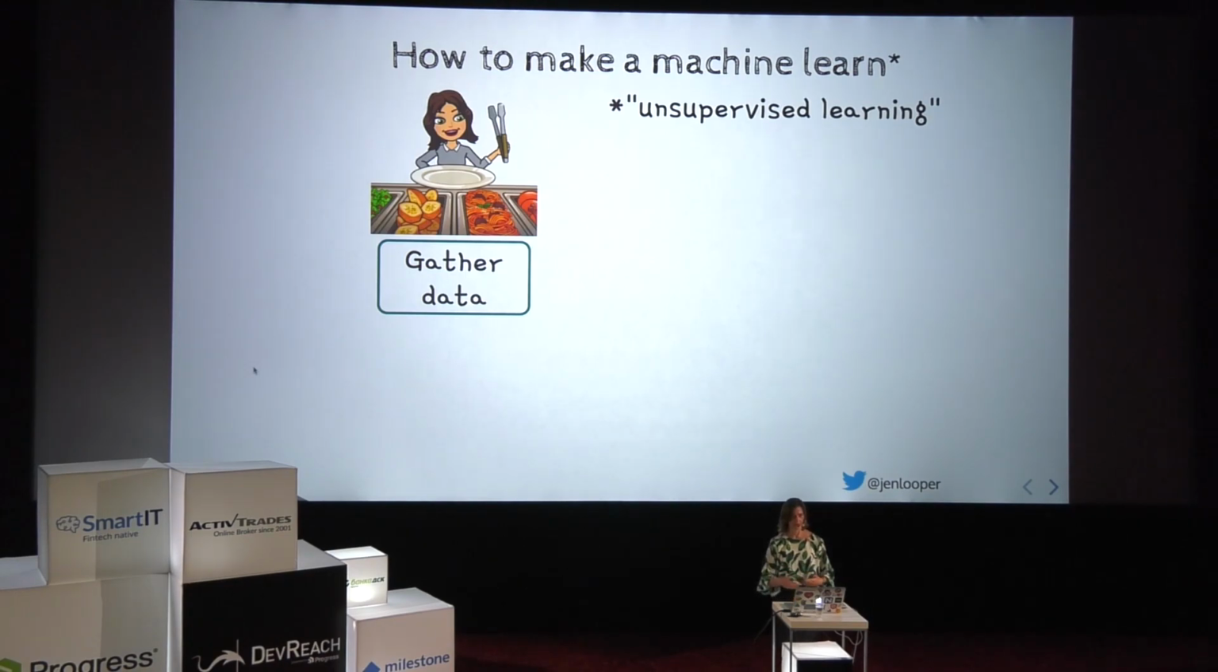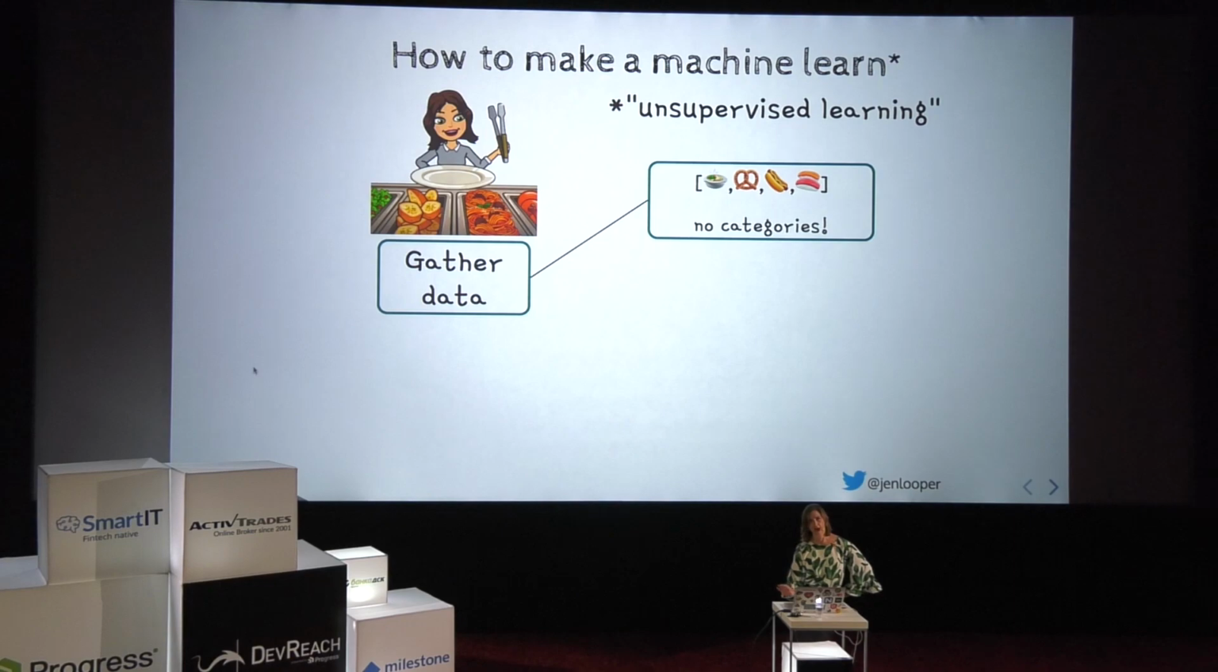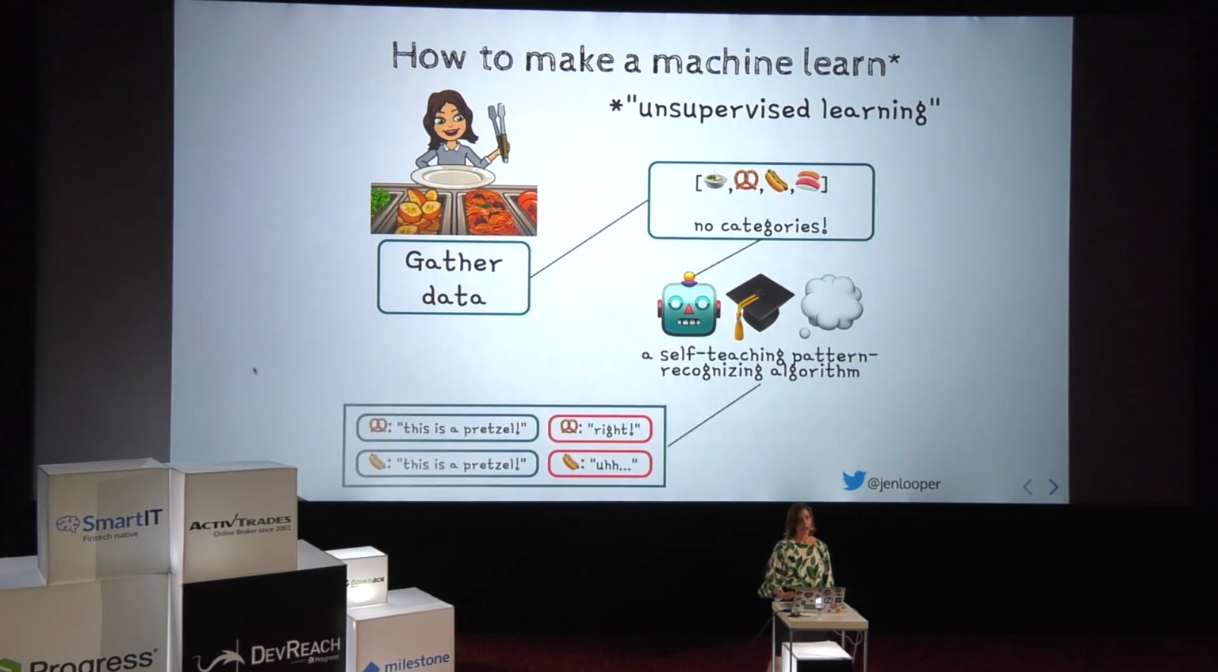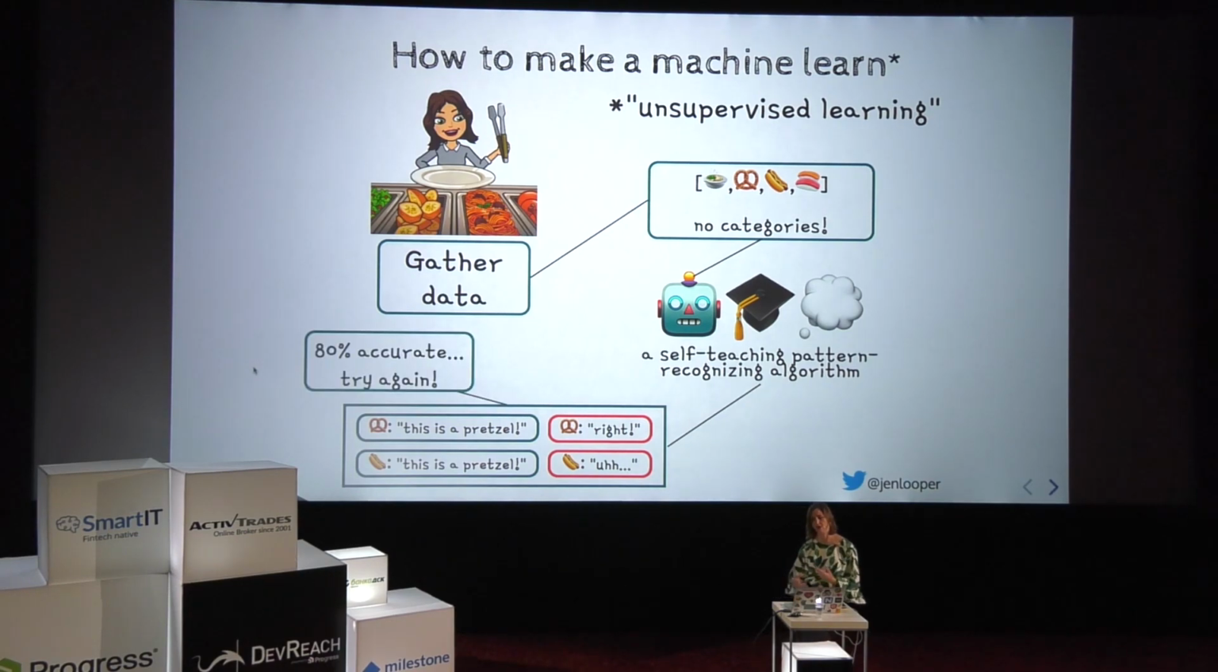You can kind of get the drift of where this is going. So again, you gather data, but this time you don't give any categories to this data. So that's a little bit different strategy. This is unsupervised learning, so you don't categorize the data, and you send it to a little bit more complicated self-teaching pattern recognizing algorithm. And that algorithm is going to make what I call uneducated guesses. We haven't done any sorting of data prior to it, so it's going to make uneducated guesses, and it's going to return with an accuracy rating. So it's self-teaching, so it's trying to improve on itself. It's trying to look for patterns in the data that you send it and figure it out for itself. So this is more complicated and more interesting, unsupervised learning.